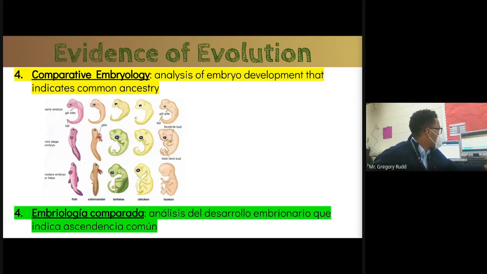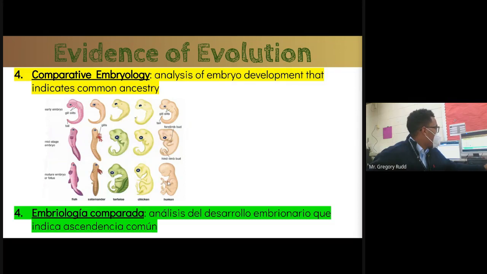That's a fish on the far left. Salamander is the second one. A tortoise in the middle. That's a chicken in the fourth position. And then a human being in the far right. So believe it or not, when you look at the earliest stages of development, all of these species look pretty similar.